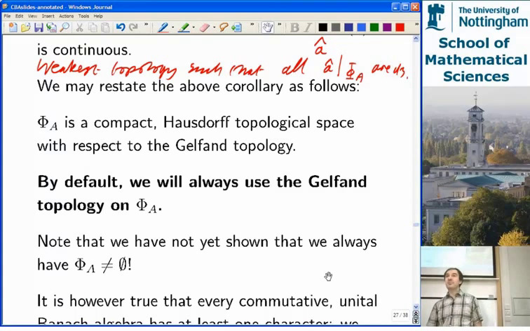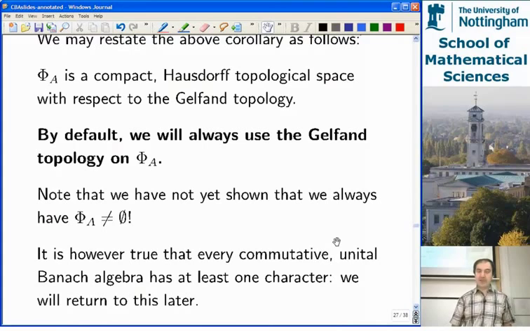Unfortunately, we won't have time to prove that there's always at least one character, but that's in a bit of later theory. But it is true that if you've got a commutative unital Banach algebra, there is always at least one character. Sometimes there's only one. I said we'll return to it later, but we won't actually have time to come back to that. So that's an optional reading exercise to find out a bit more.